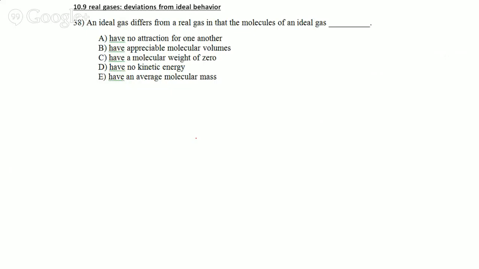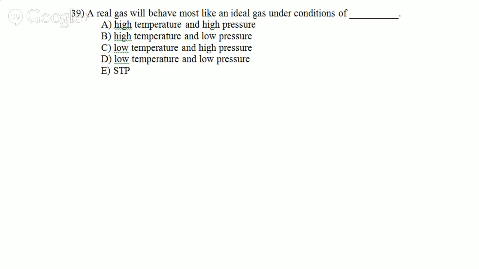All right. So an ideal gas differs from a real gas in that the molecules of an ideal gas have no attraction for one another. That is true for ideal gases. In reality, they do have an attraction for each other. Real gases have appreciable molecular volumes. They take up space. So ideal gases have no attraction for each other, but real gases do. So you might have been thrown off by B because it's the opposite. It's saying real gases, this is true, but ideal gases, it's not. Wording, read carefully.